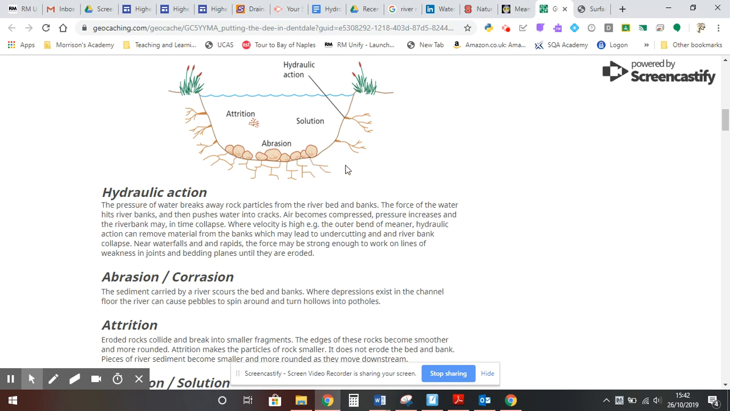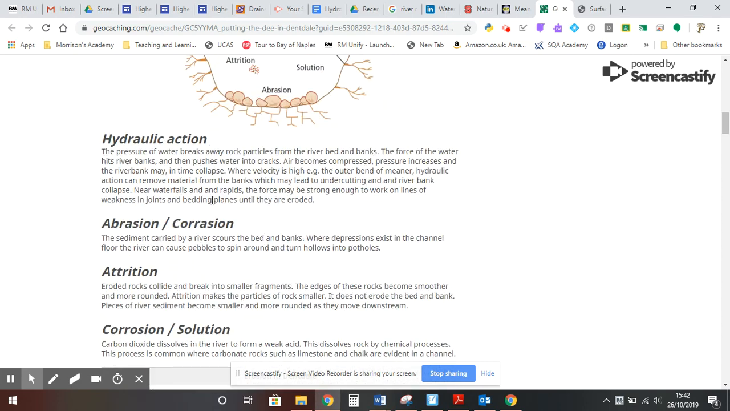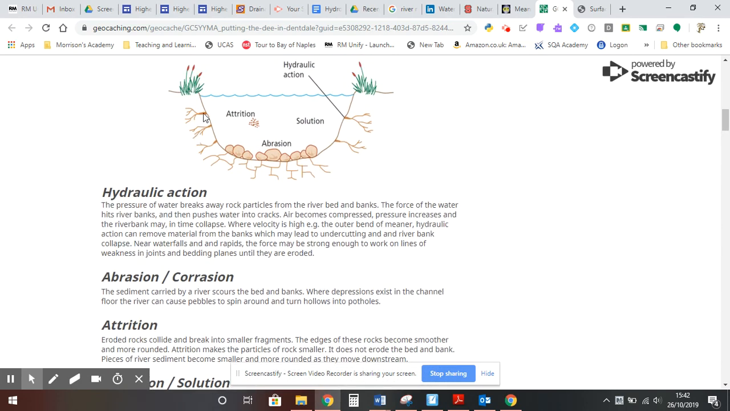On the outside bend, there'll be a lot more hydraulic action because the increased amount of water is getting into cracks on that riverbank, and it's pressurizing the water in those cracks, and the air becomes compressed in those cracks, expands, and eventually creates a larger crack, and the riverbank will eventually get undercut. You can see this word here, and collapse, and then the fast flowing current will wash it away.